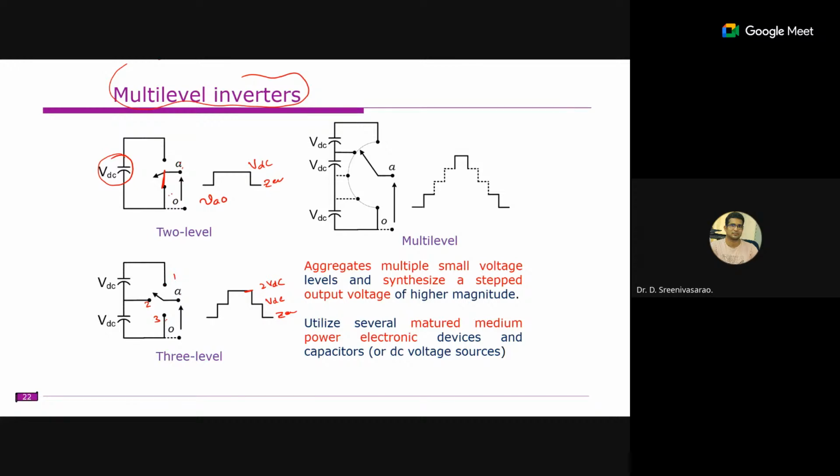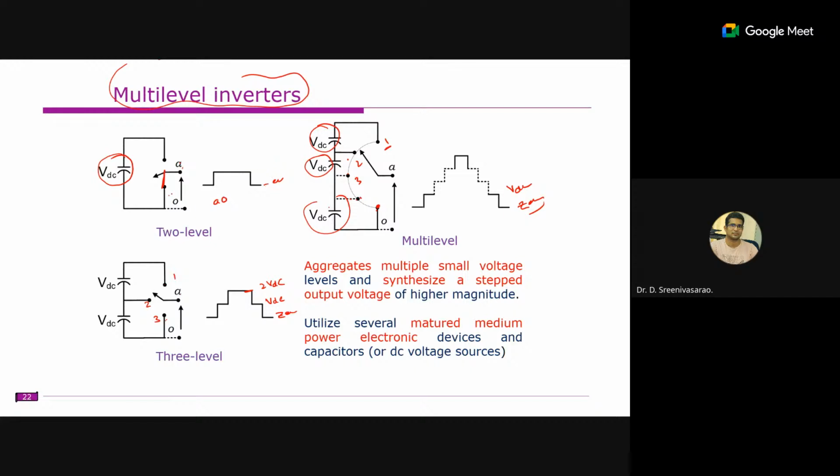And if you keep extending this, like 1, 2, 3, 4, if it is connected to 1, all these sources come into series. If it is at position 2, this one is bypassed. At position 3, this is bypassed, and only this VDC voltage is present here. And if it is connected at this point, you will get 0 voltage. So what we observed is that when you have multiple switches and multiple DC sources, by properly turning them on and off we can obtain a multi-level waveform.